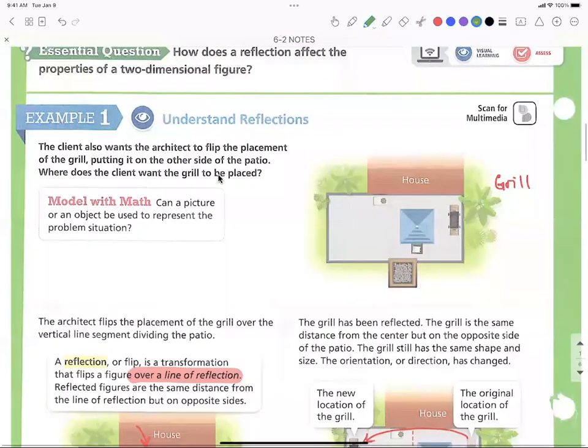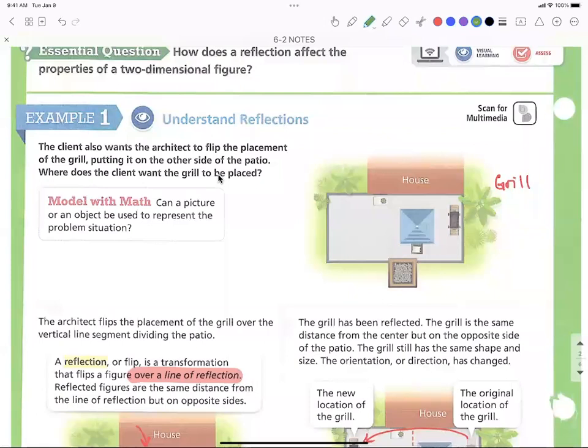And we're back to that client who's got an architect working on his house. It's the same picture from yesterday. And it says the client wants the architect to flip. There's that word flip. So when you hear flip, you need to think reflection. Okay, you guys put your Chromebooks away for me, that'd be great, everybody. So when you see the word flip, you need to think reflection. Putting it on the other side of the patio, where does the client want the grill placed?